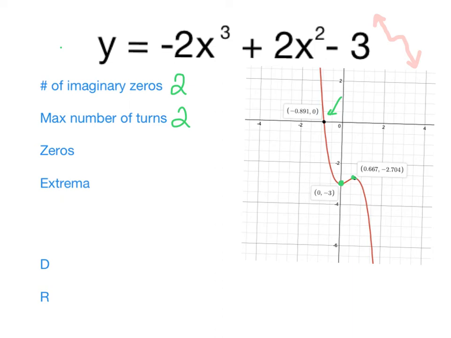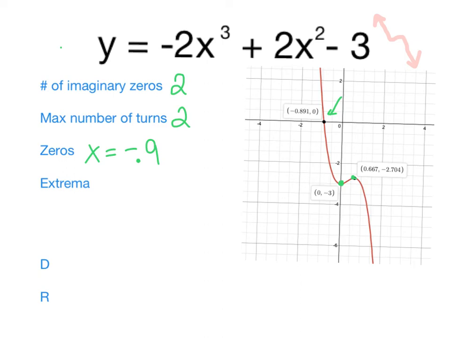All right, the zeros, what do I actually see? And I should say the real zeros. The real zero, it crosses at negative 0.9. I'm going to round to the nearest tenth rather than negative 0.891. So negative 0.9.